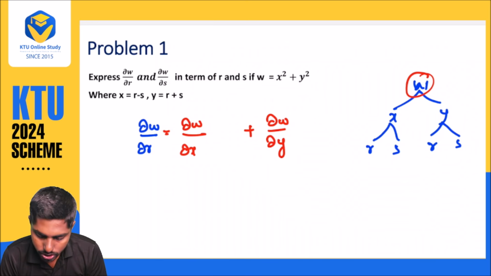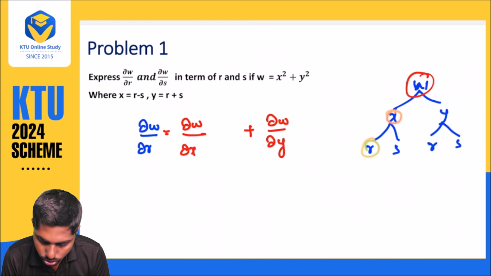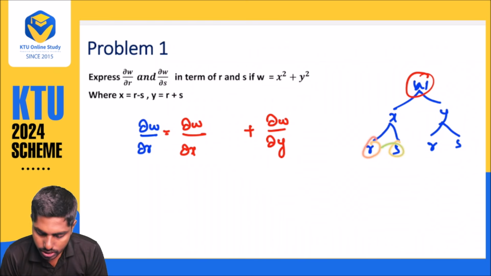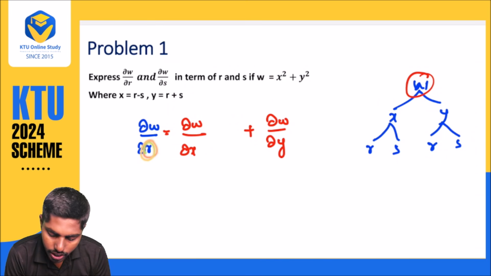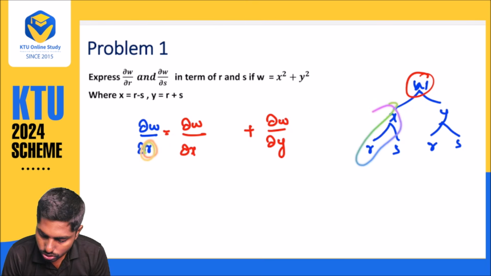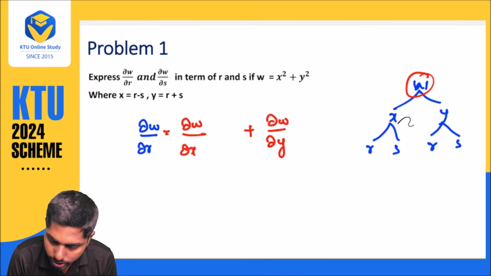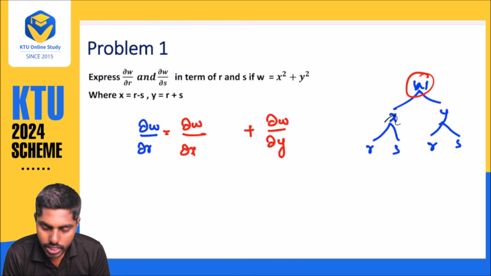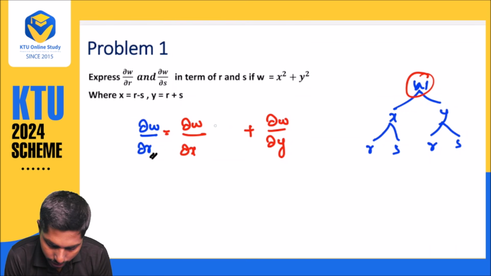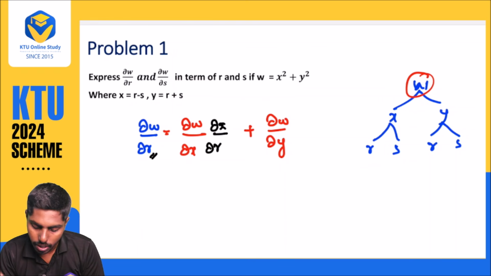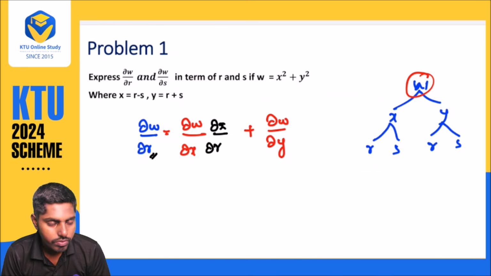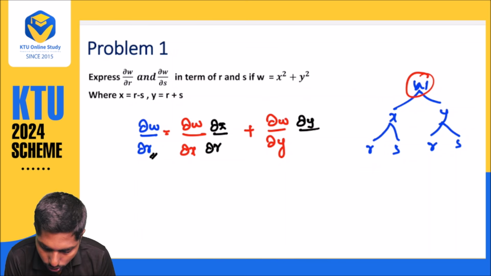Next, if you observe, x is depending upon r and s. So x is depending upon two independent variables, but the question is asking about r. So we are writing ∂x by ∂r. And here also y is depending upon two independent variables r and s, but the question is with respect to r. So I am writing ∂y by ∂r.